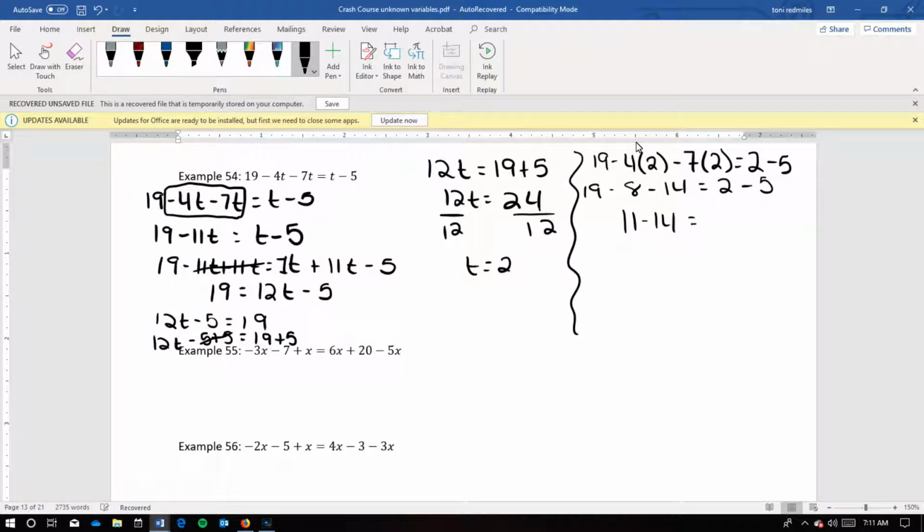And I'm not trying to get 2. I'm trying to get the same number on both sides if I put 2 in. 11 minus 14 is a negative 3, and 2 minus 5 is a negative 3. It checks.